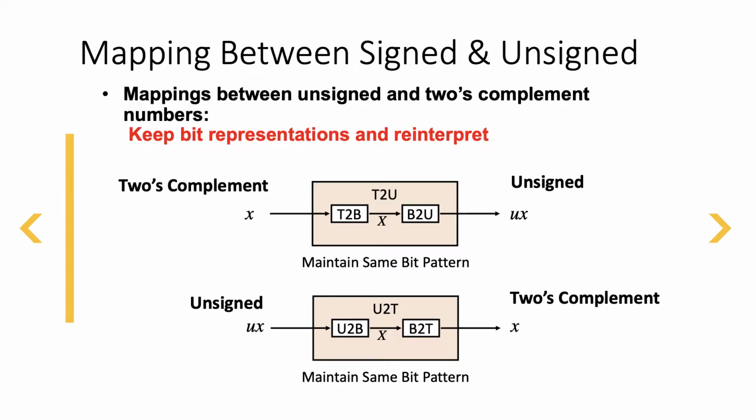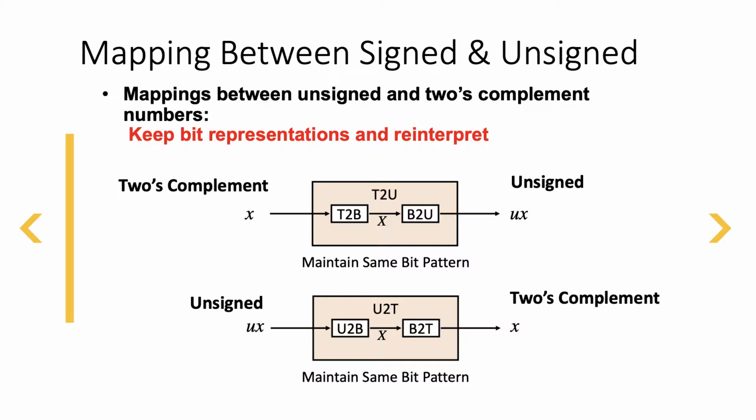So first things first, we talked in the last video about signed versus unsigned integers, right? We talked about unsigned integers and we talked about 2's complement signed integers. So how do we go back and forth between them? Well, the good news is this is actually really simple. The basic idea is you just keep the same bit representation and reinterpret.